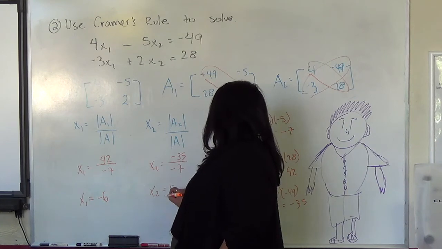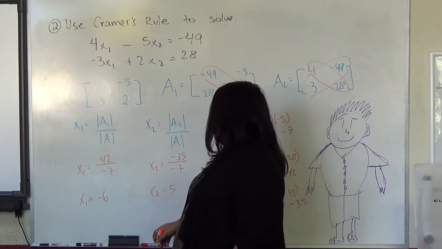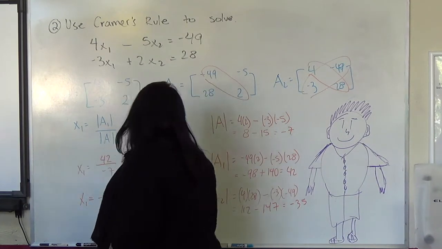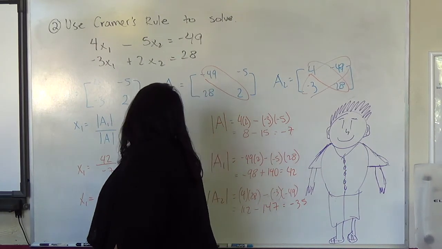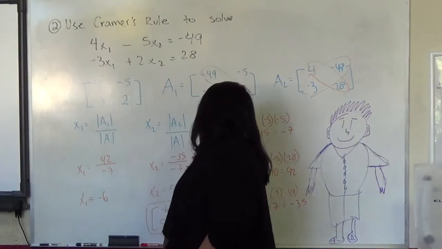Positive 5. So my answer is negative 6 and positive 5, which I can write in that same format as negative 6, 5. Whichever format, I don't care. Oh, that's the answer? Yep.